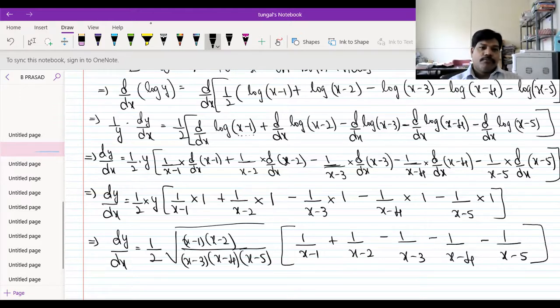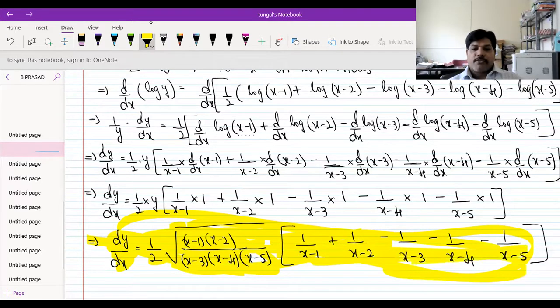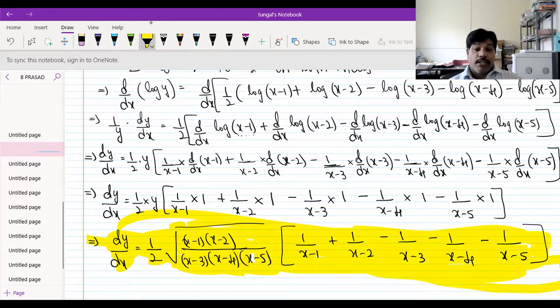So see that one. This is the answer, you can understand that. So what is the dy by dx? dy by dx is equal to 1 by 2 into 1 by square root of x minus 1 into x minus 2 by x minus 3 x minus 4 x minus 5, into 1 by x minus 1 plus 1 by x minus 2 minus 1 by x minus 3 minus 1 by x minus 4 minus 1 by x minus 5. So see that question, students, and practice this question.